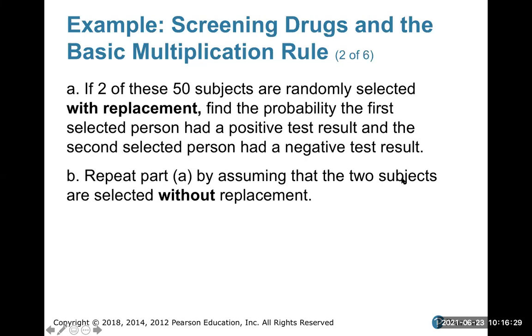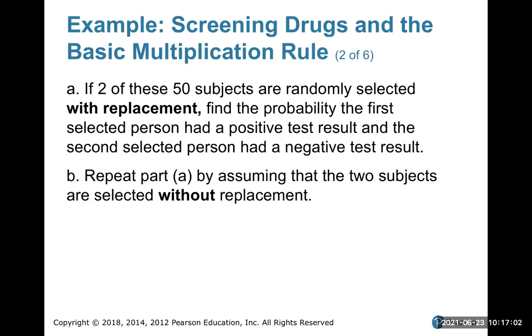So now let's read the question. If 2 of these 50 subjects are randomly selected with replacement, means you take one and then you put it back in the pool. Then find the probability that the first selected person has a positive test result and the second person has a negative test result. So it's with replacement, so they are independent of each other.